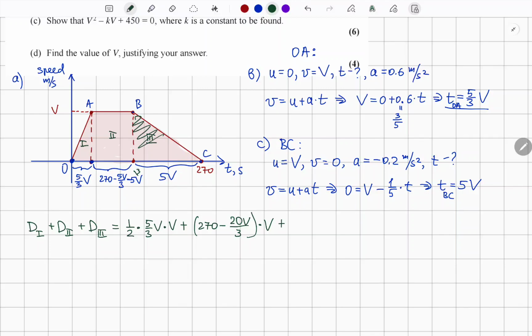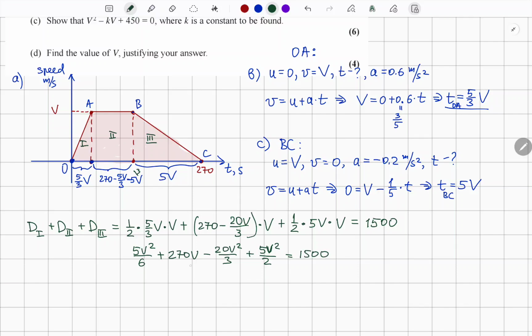We continue by adding the area of the third region, half. The horizontal leg is 5V, the vertical leg is V again. So the result is 1,500 meters. That's it. So now we start the long process of simplification. Okay, this is 5V²/6 plus, open the brackets, 270V minus 20V²/3 and plus 5V²/2. Sorry, over 2.